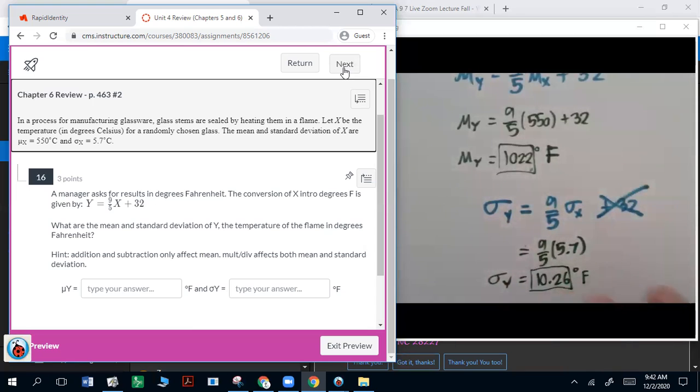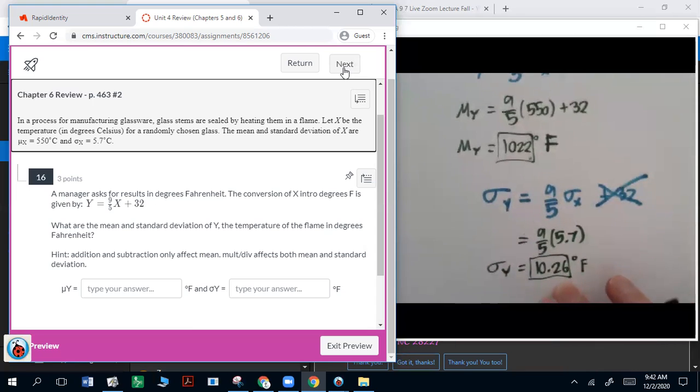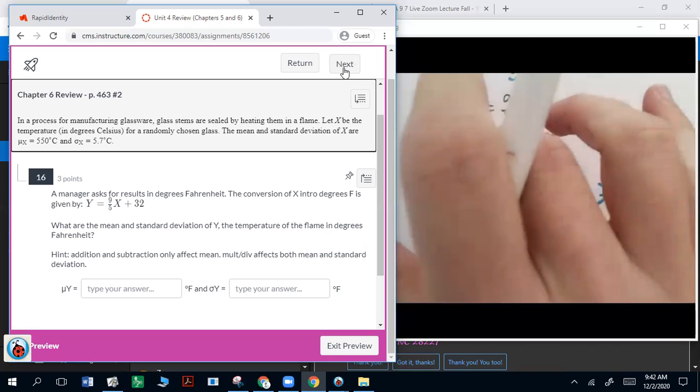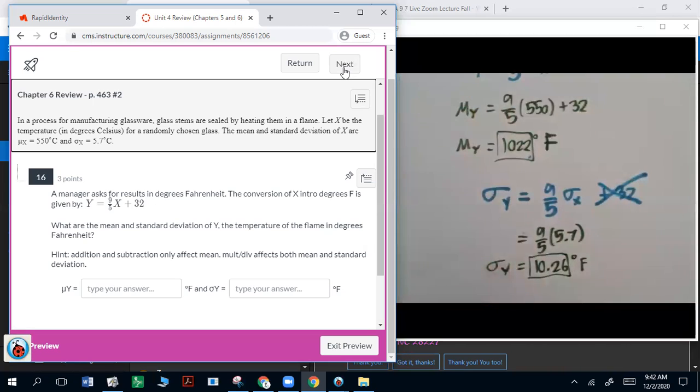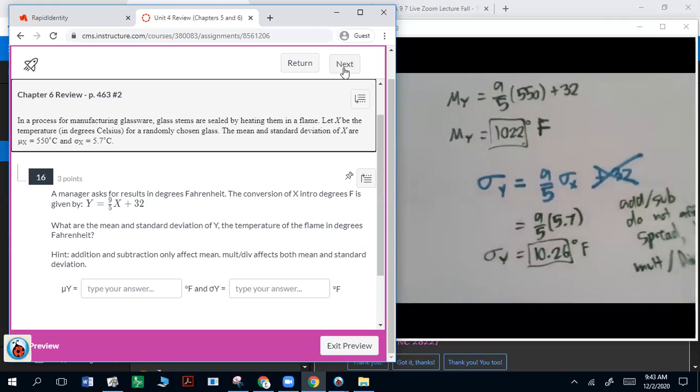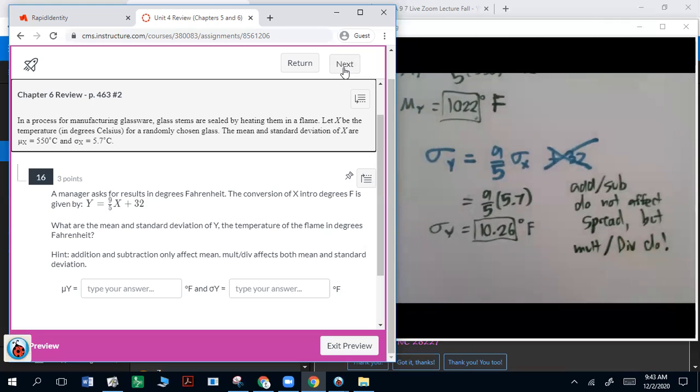which means that on average, the values are off by about 10.26 degrees from the mean of 1,022 degrees Fahrenheit. So adding and subtracting do not affect spread, but multiplying and dividing do. Okay, adding and subtracting do not affect spread, but multiplying and dividing do.